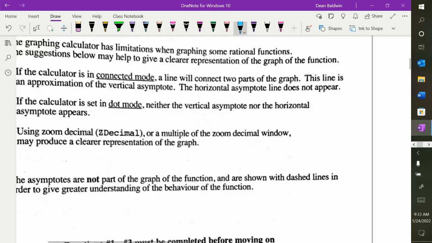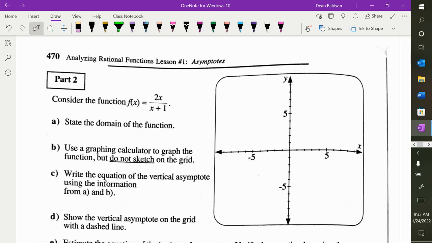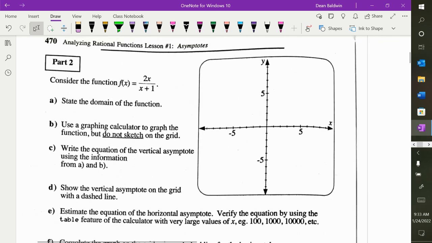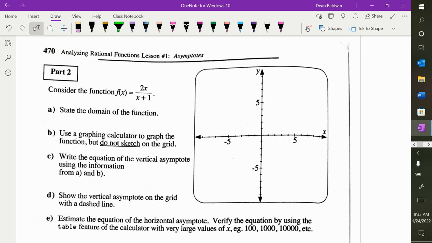Go back to the page we were on. This page right here, 470, please. All right, so now I'm going to say on a test, sketch this graph. So the first thing you do is, what is the domain restriction? What is x not allowed to be? x cannot be -1. Therefore, my vertical asymptote is x equals -1, because a vertical asymptote is what makes the denominator 0. So mark the vertical asymptote.